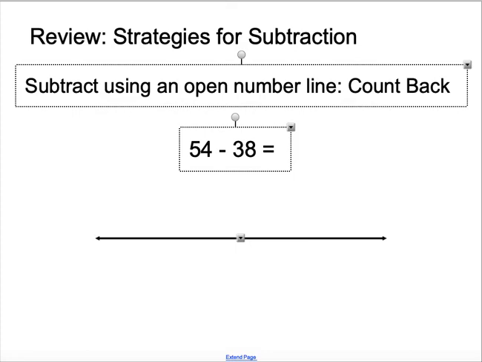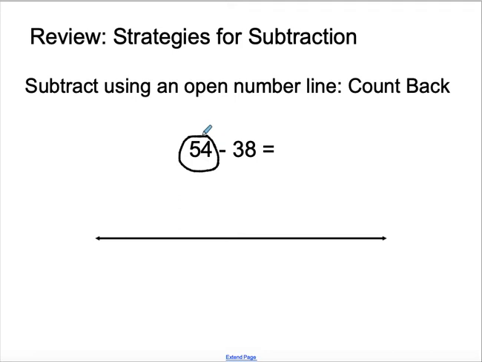Another strategy for subtraction we learned was to count back using an open number line. So when we count back, we start with our total number. And we're starting with 54. And we're going to count back 38. So I know when I'm counting back 38, I have to count back 30 and then 8.